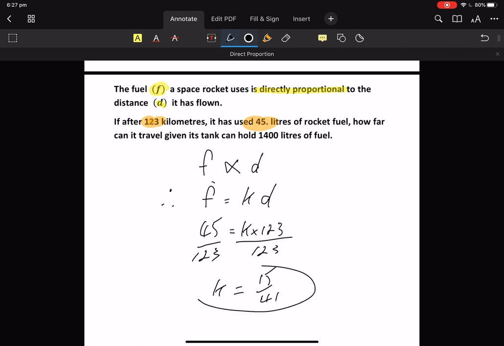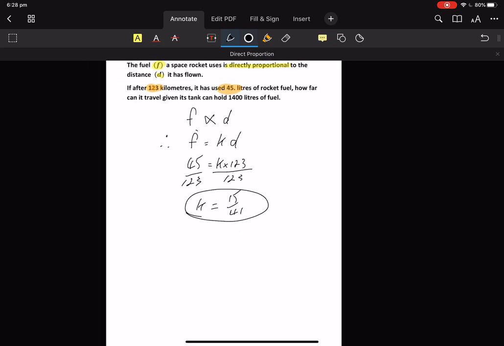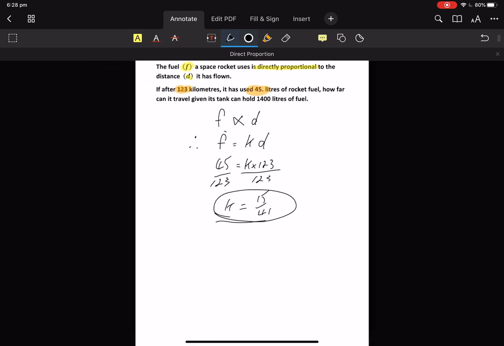What's the constant of proportionality? 15 over 41. You're going to leave it as a fraction because the decimal will be some big nasty thing. So can you remember what we did once we found k? We've got a rule. F equals 15 on 41 times d. There's my rule, and now I know k. Okay, what is our question?